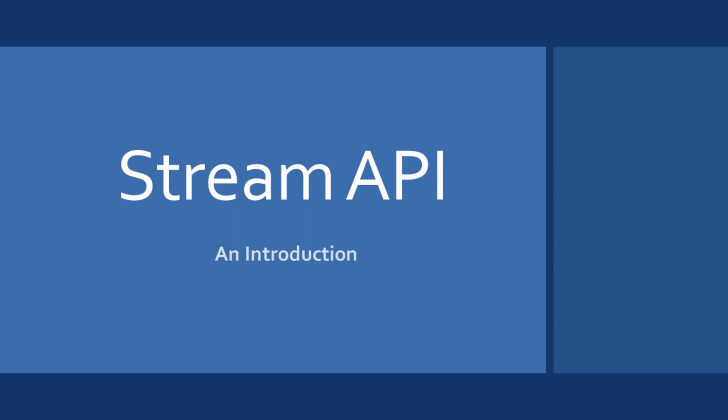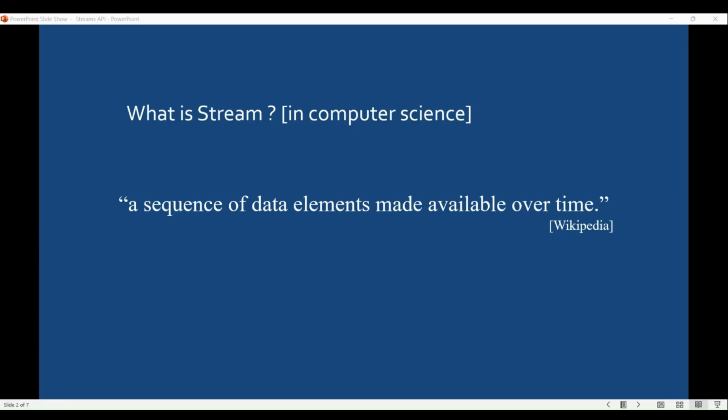If you have worked with earlier versions of Java, you can get a bit confused by hearing the word stream, because we have done a lot of input output stream operations earlier too. And one can ask what's the difference between a Stream API and an input output stream in general. To understand that, we need to first look at the meaning of the word stream in computer science itself. A very basic definition of a stream in our domain is that it's a sequence of data elements made available over time.